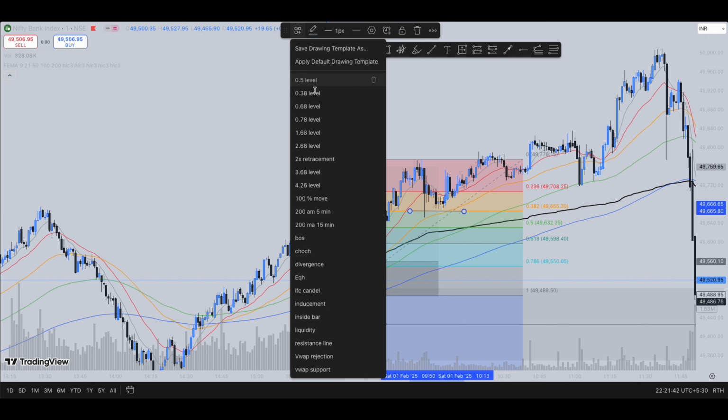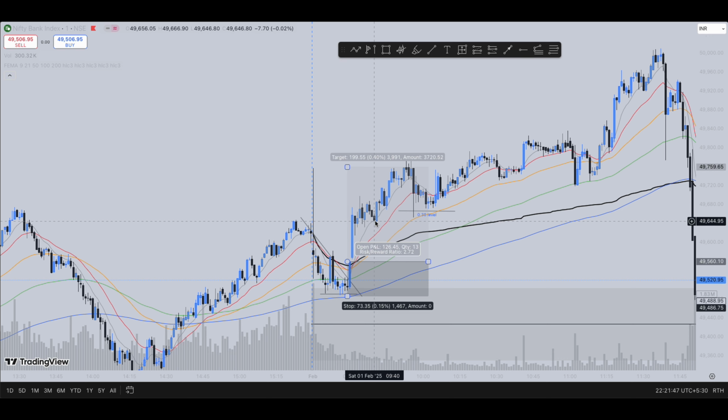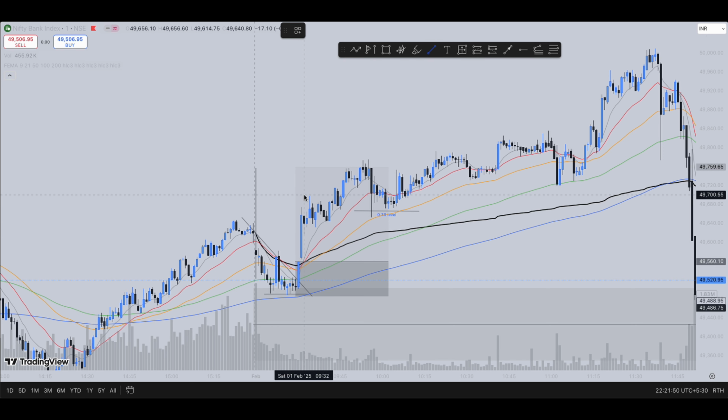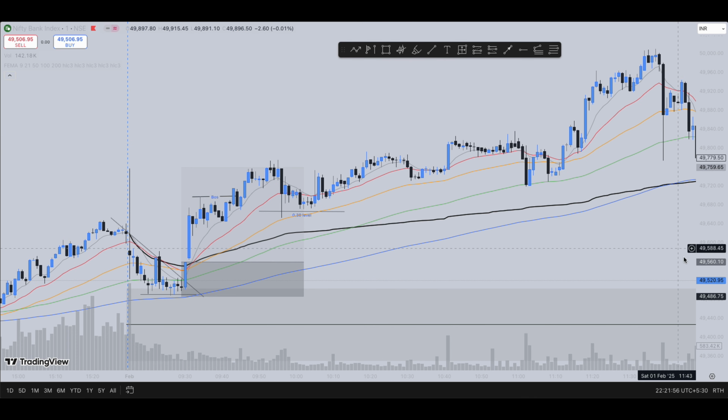And there is another confluence for this as well. This is the 0.38 level. And you can see this large down move, which clearly broke structure towards the upside. And this is the breakout structure over here.